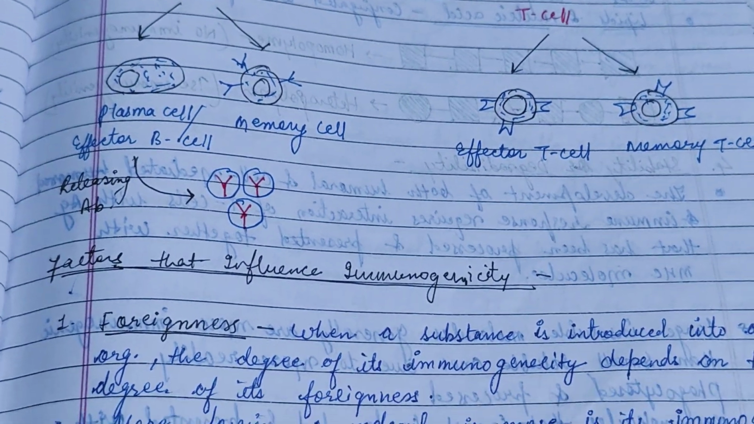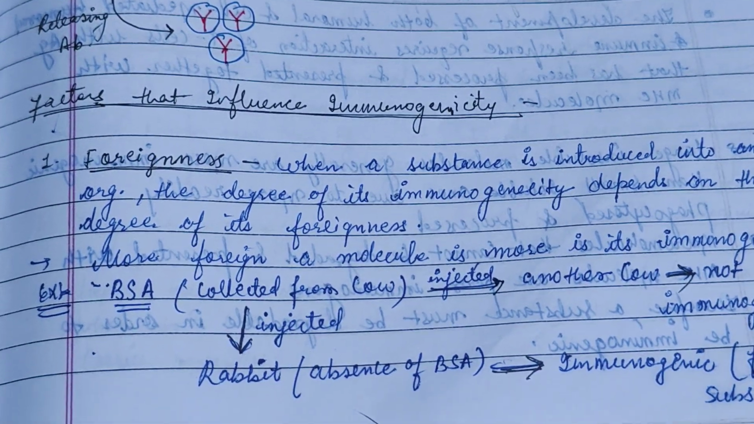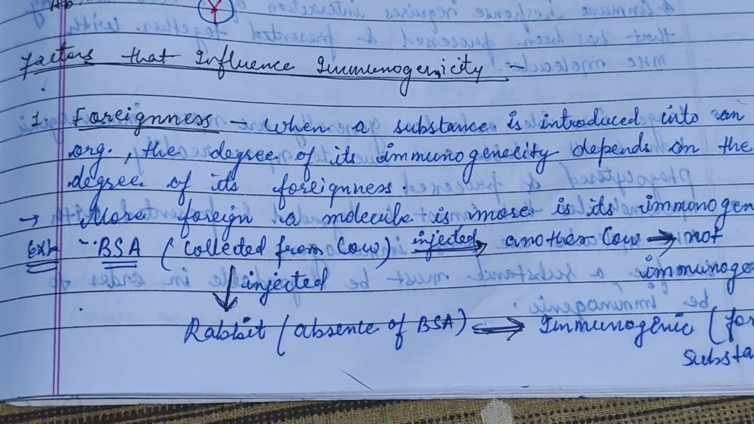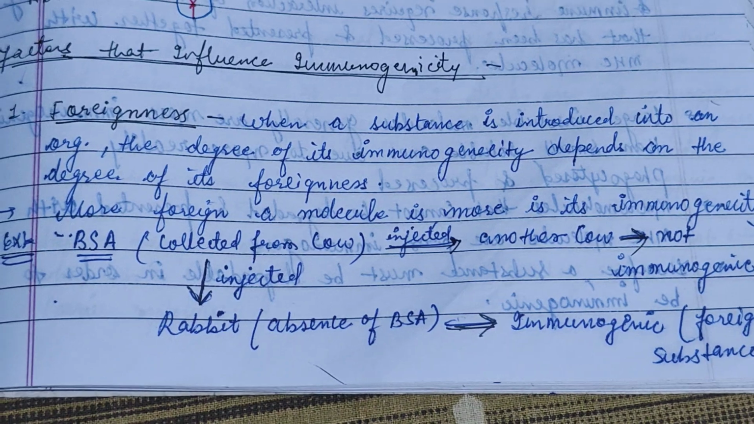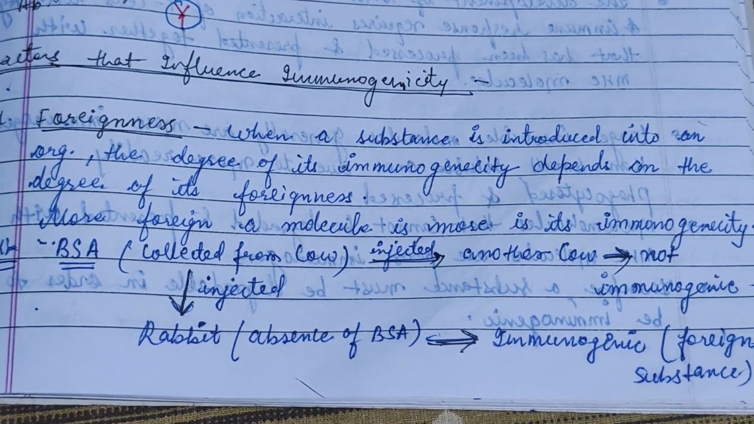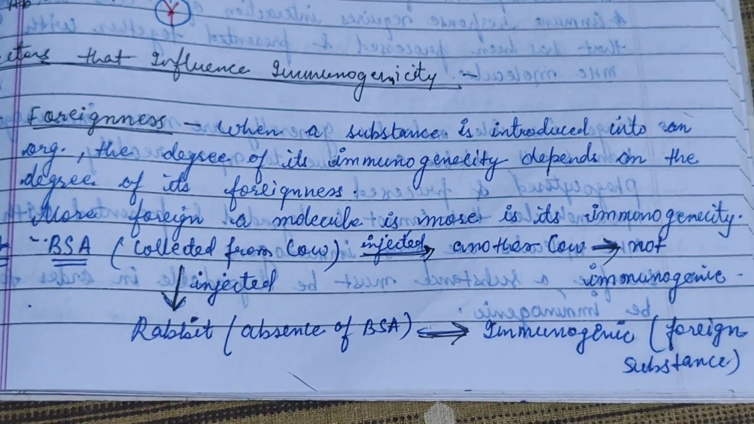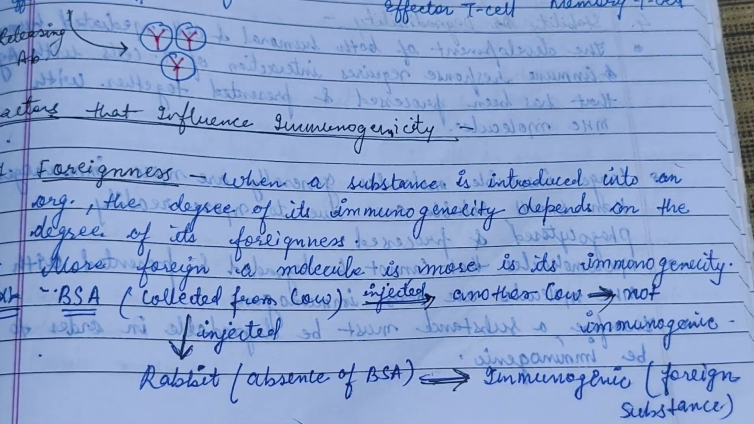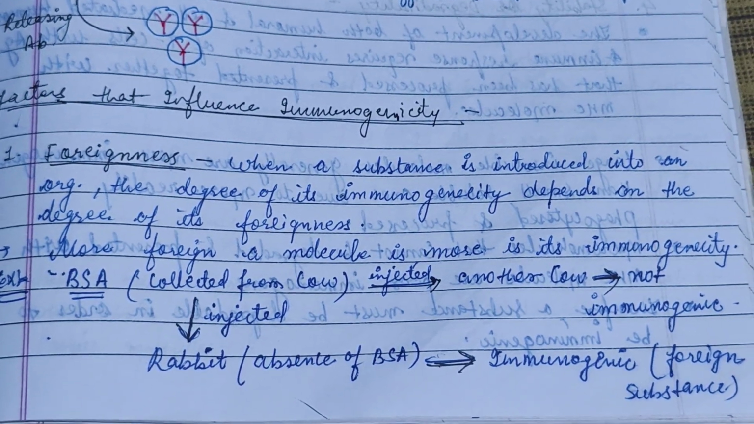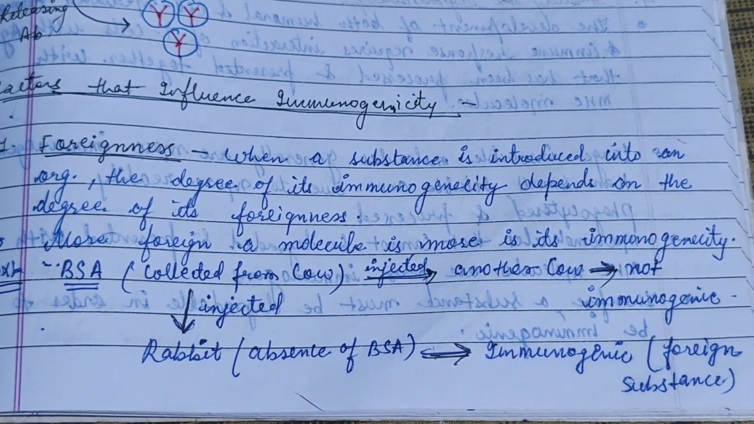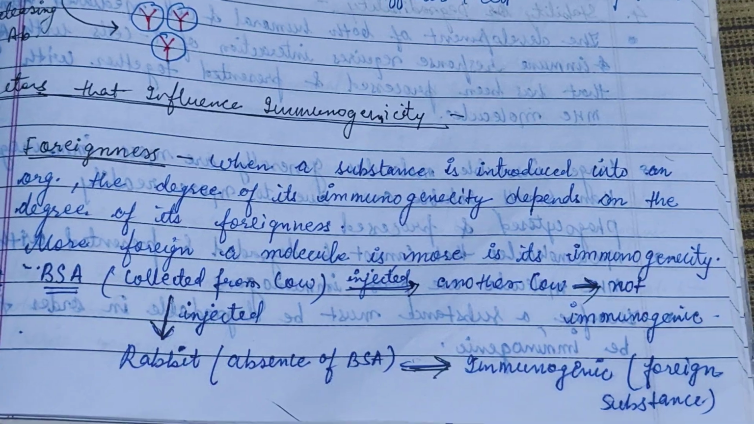Through the flowchart we can see the difference between humoral immunogenicity and cell mediated immunogenicity. The factors that influence immunogenicity, the first one is foreignness. When a substance is introduced into an organism, the degree of its immunogenicity depends on the degree of its foreignness. The more foreign a molecule is, the more is its immunogenicity. So it is directly proportional. An example here is BSA, bovine serum albumin, collected from the cow and injected into rabbits which have no BSA, and the immunogenic foreign substance reaction is carried out.